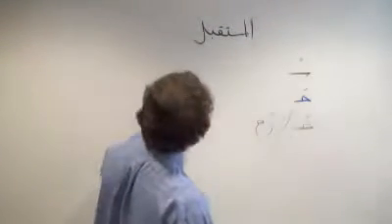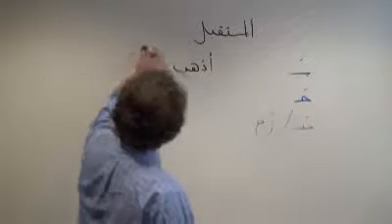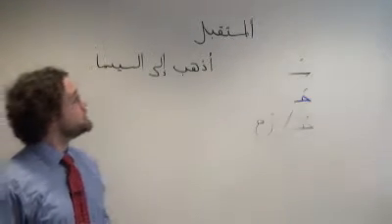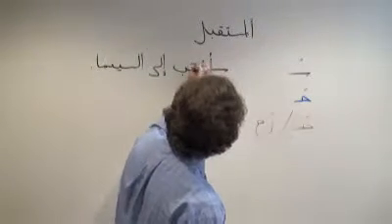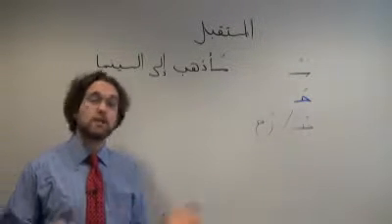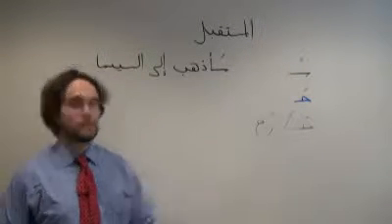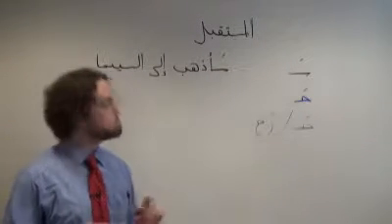أذهب إلى السينما in Fusha. أذهب إلى السينما. All I need to do to turn this into future tense is to add a sin fatha at the beginning of the verb. سأذهب إلى السينما. I will go to the movies, or I'm going to go to the movies. Note that the sin connects to the letter that follows it.